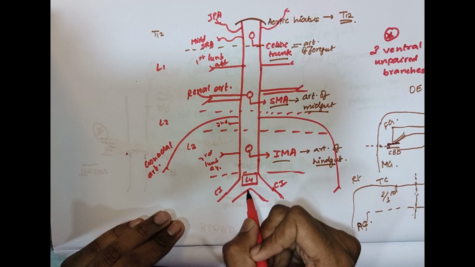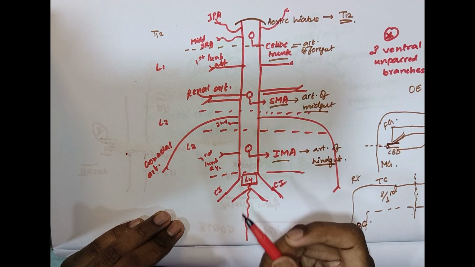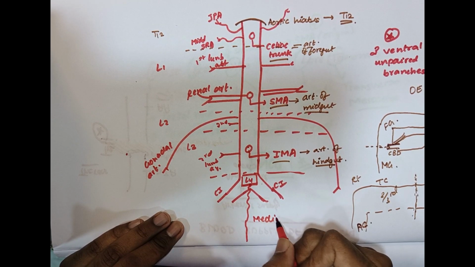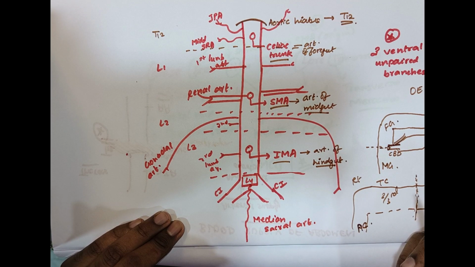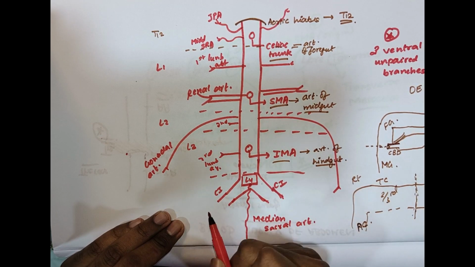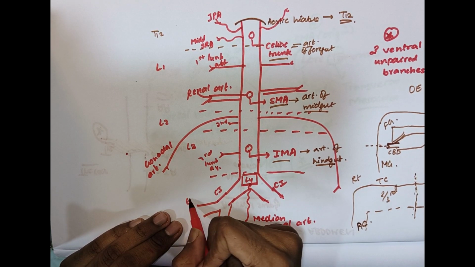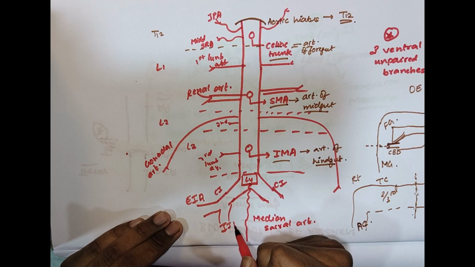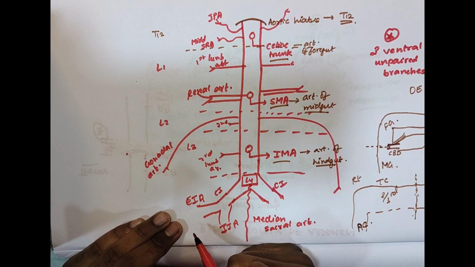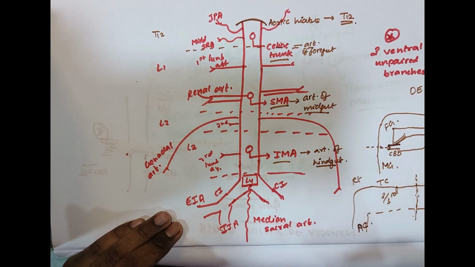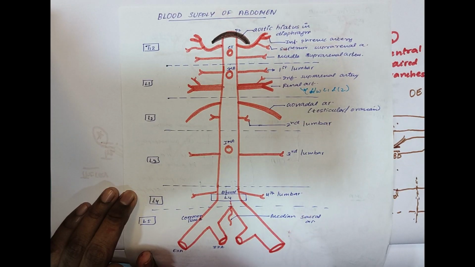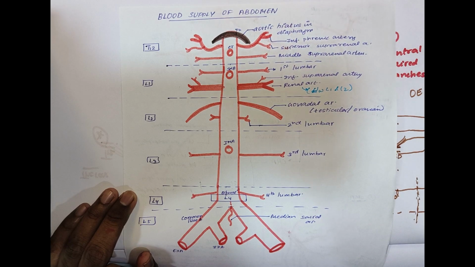And also, posteriorly, there arises a midline artery which is known as the median sacral artery. Now, after dividing into the common iliac artery, it again bifurcates into the external iliac artery and the internal iliac artery. The external iliac artery continues into the thigh as the femoral artery, whereas the internal iliac artery goes into the pelvic cavity to supply the pelvic organs, which we'll learn about later. So here we have a neat diagram of the branches of the abdominal aorta.